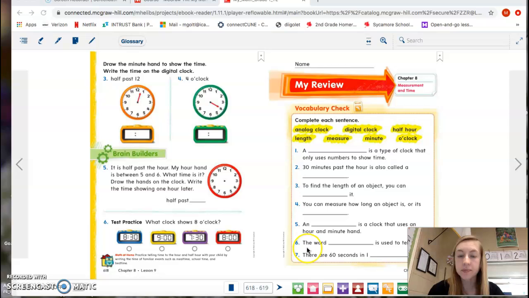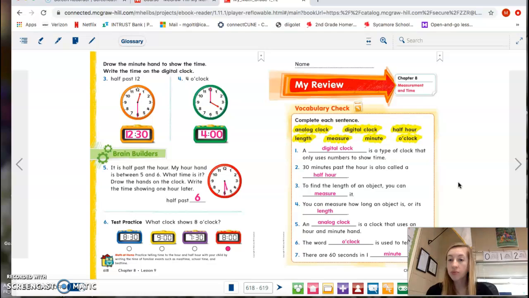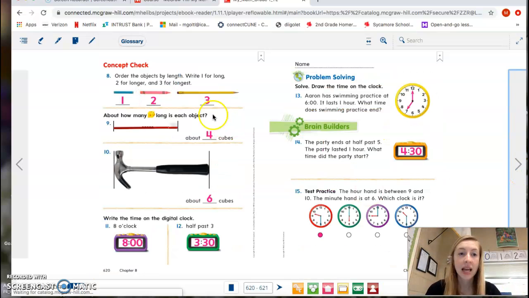You're right. Number 6, the word blank is used to tell time. Yep, o'clock. That's used to tell time. There are 60 seconds in a minute. If I went too fast for you, you can always pause the video, and then the vocabulary is right there. Again, always pause the video if I go too fast.